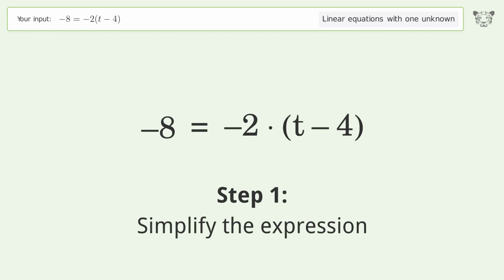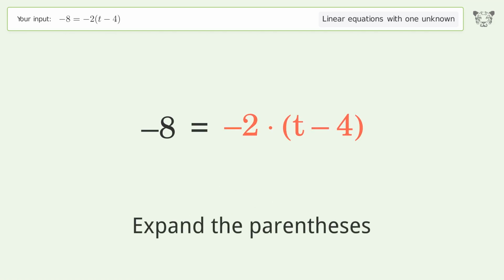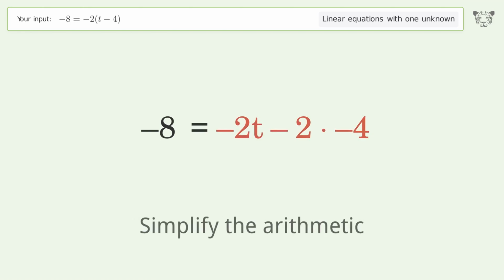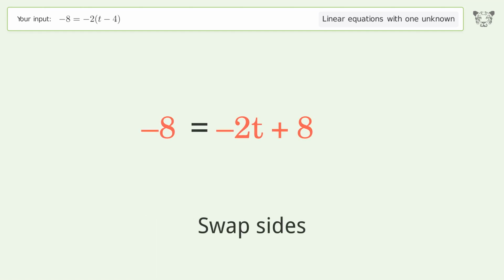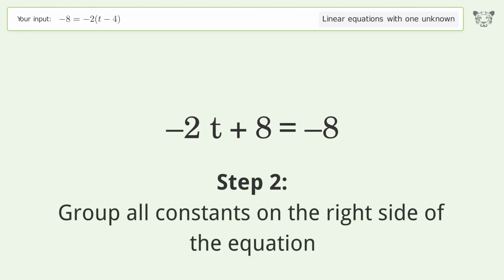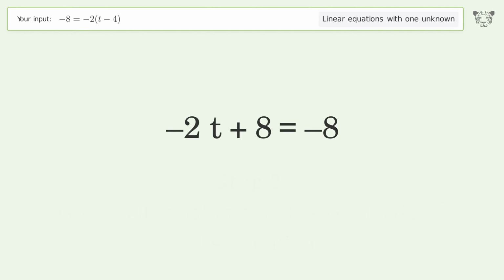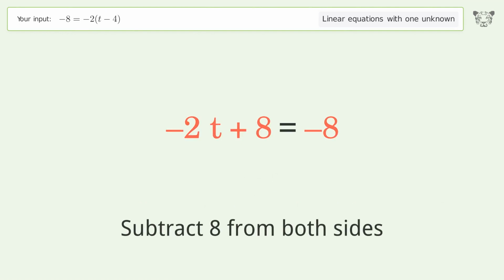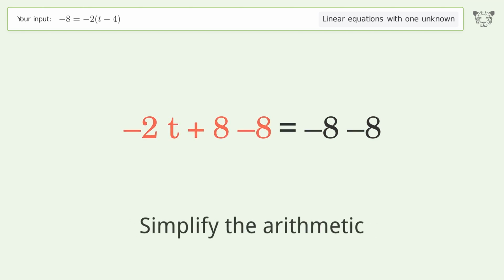Simplify the expression. Expand the parentheses. Simplify the arithmetic. Swap sides. Group all constants on the right side of the equation. Subtract 8 from both sides. Simplify the arithmetic.